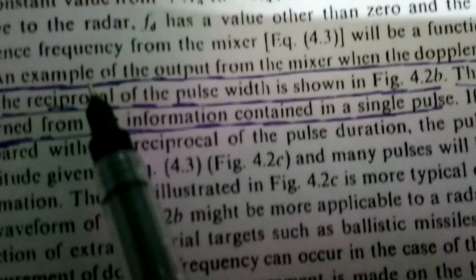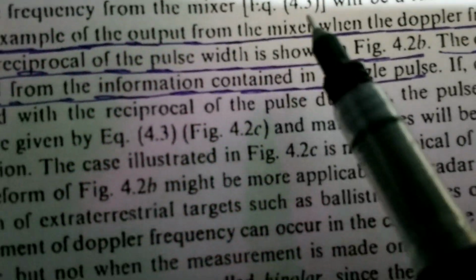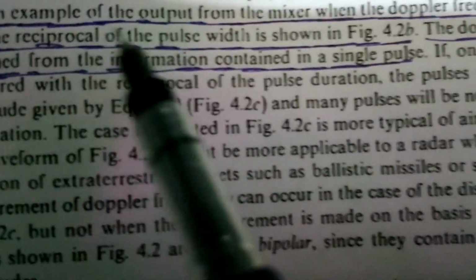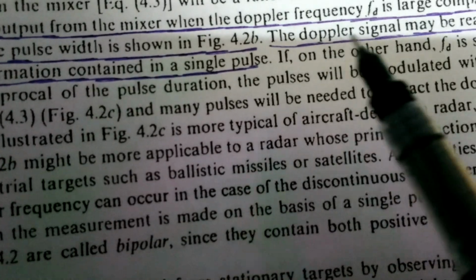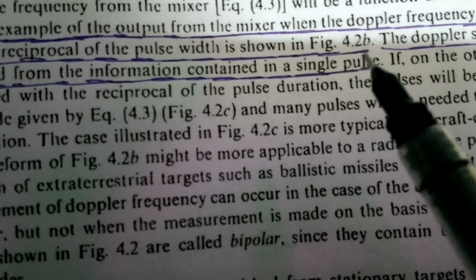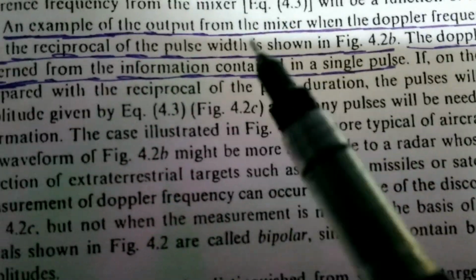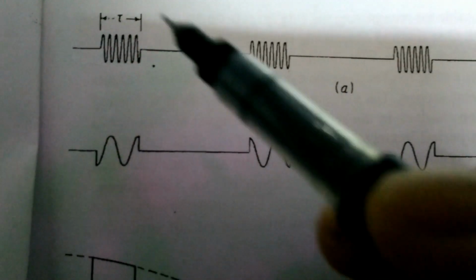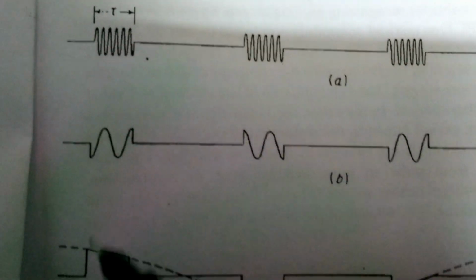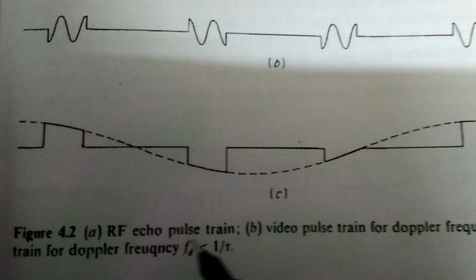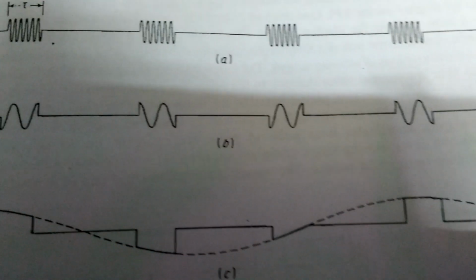Coming back to the description of this, we are going to consider an example of the output from the mixer when the Doppler frequency is large compared with the reciprocal of the pulse width, and also the Doppler signal may be readily discerned from the information contained in a single pulse. That means I am going to observe this. If the Doppler frequency is less than or greater than, if you observe these two figure names here, the radio frequency echo pulse train, this is the echo pulse train as I said.